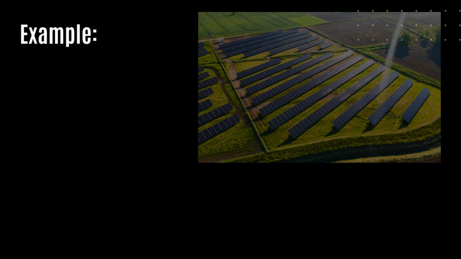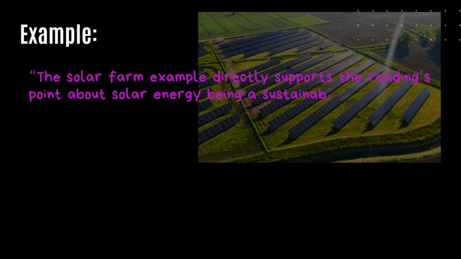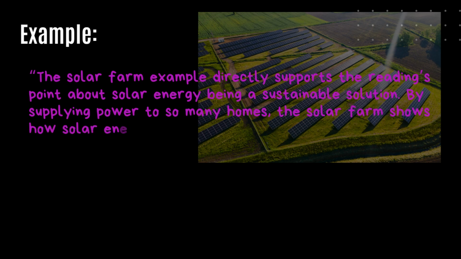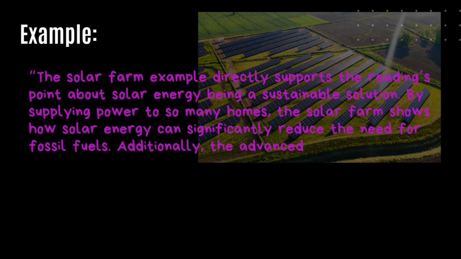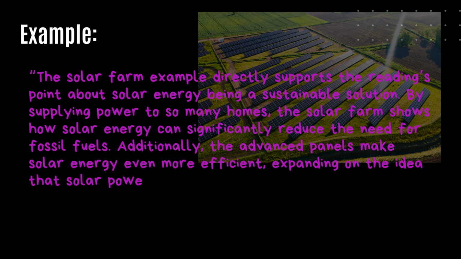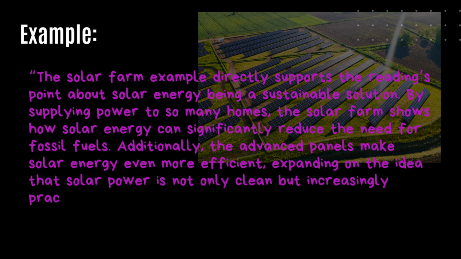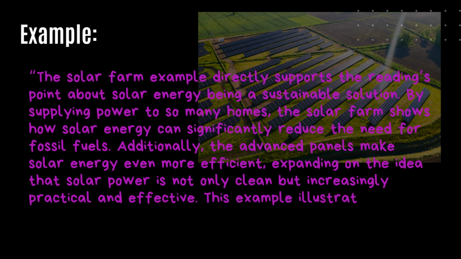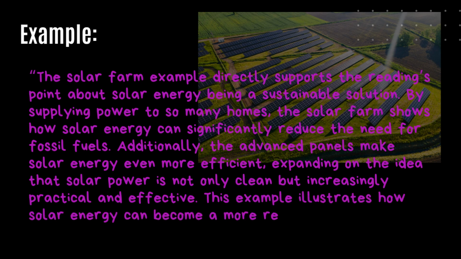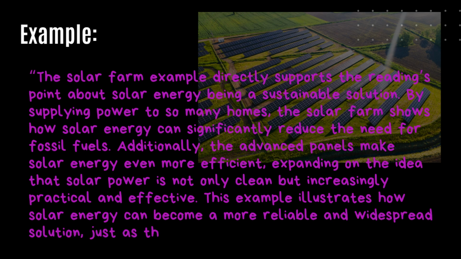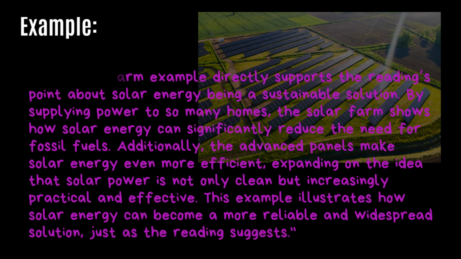For example, you might want to say something like this: the solar farm example directly supports the reading's point about solar energy being a sustainable solution. By supplying power to so many homes, the solar farm shows how solar energy can significantly reduce the need for fossil fuels. Additionally, the advanced panels make solar energy even more efficient, expanding on the idea that solar power is not only clean but increasingly practical and effective. This example illustrates how solar energy can become a more reliable and widespread solution, just as the reading suggests.